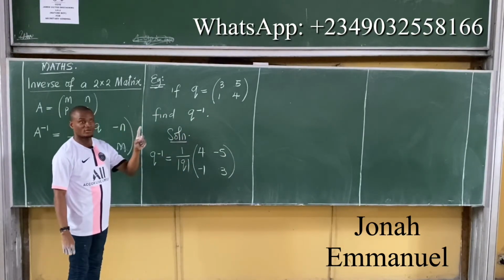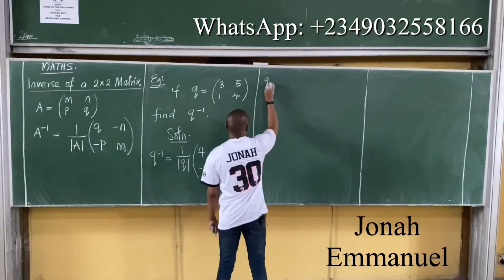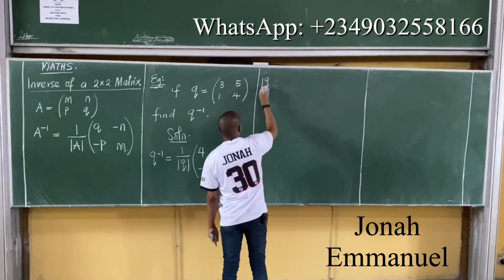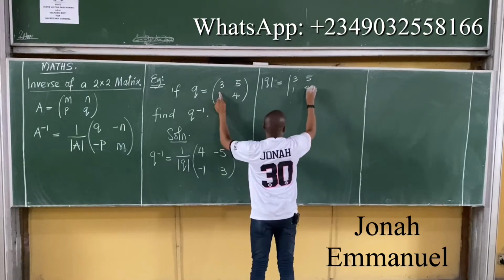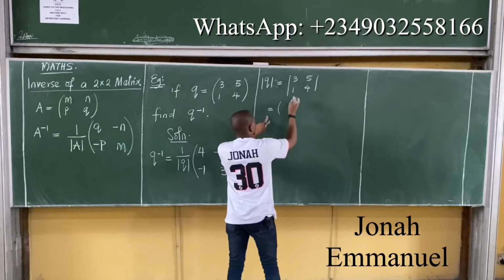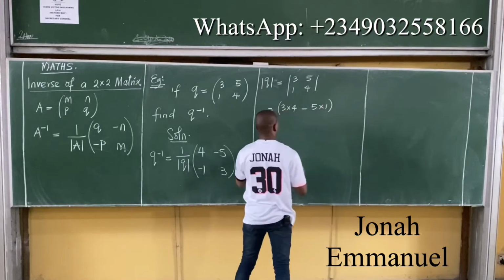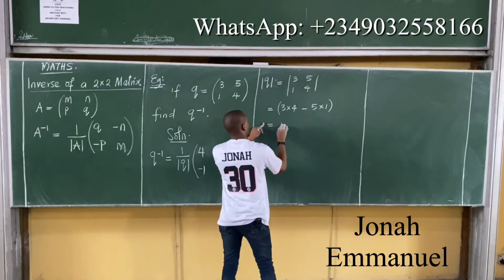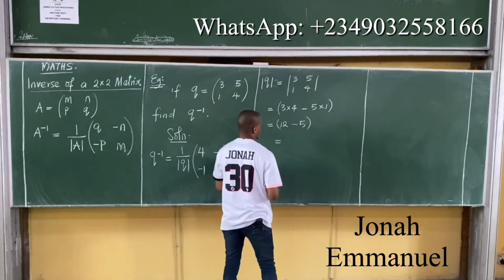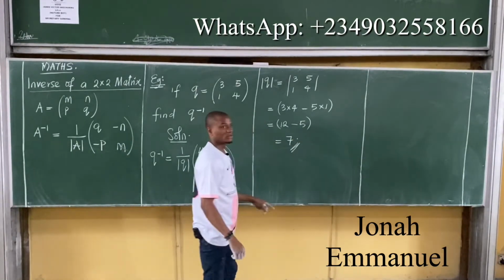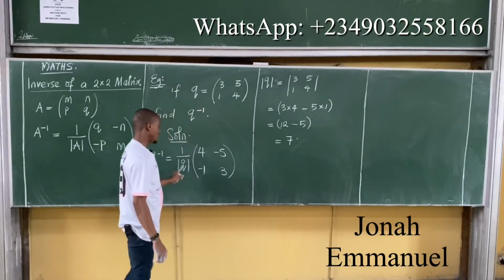So I don't have one thing. I need the determinant. So get the determinant of Q. The determinant of Q is equal to the determinant of the matrix 3, 5, 1, 4. This is equal to this times this, 3 times 4, minus this times this, 5 times 1. 3 times 4 is 12, minus 5 times 1 is 5. 12 minus 5, what do you get? 7. That's it. So I've gotten the determinant as 7.